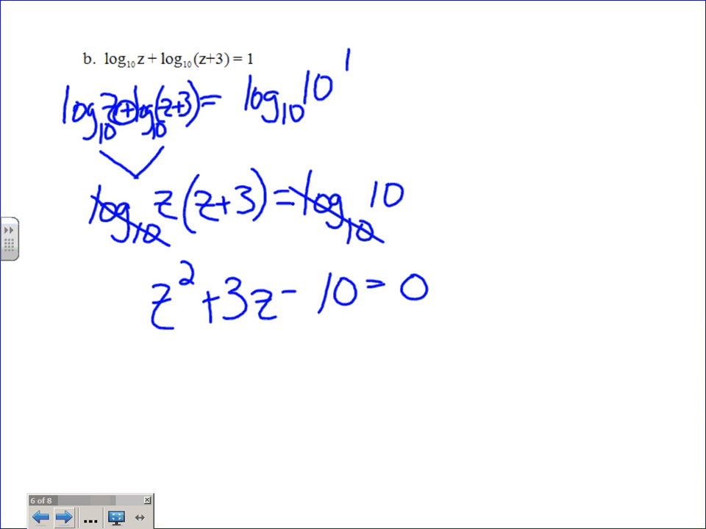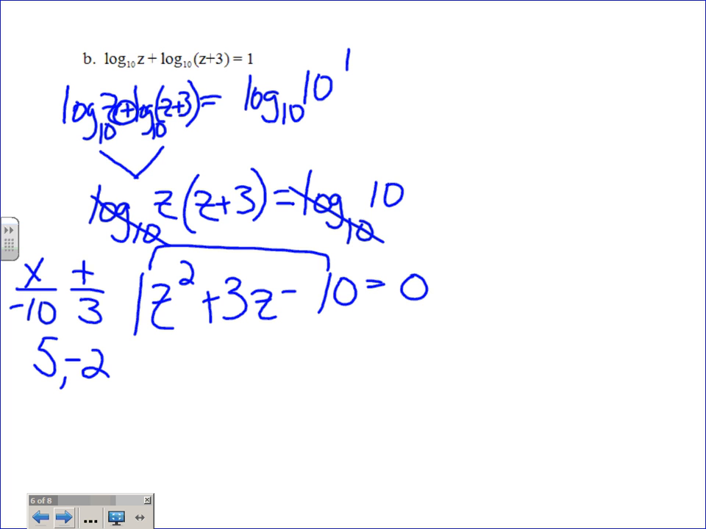Now, you do always have the option of key number, but is key number guaranteed to work? No. But what is guaranteed is quadratic formula. But I think I heard somebody come up with the key numbers over there. Because it has to multiply to be -10 and add to be 3. Do such numbers exist? They are 5 and -2.